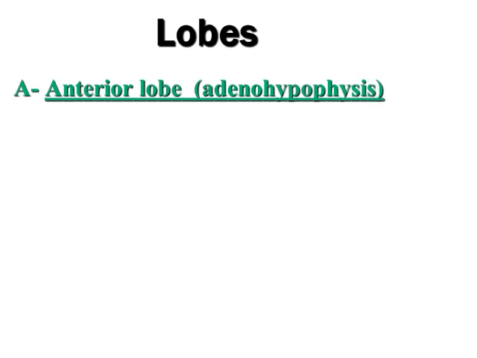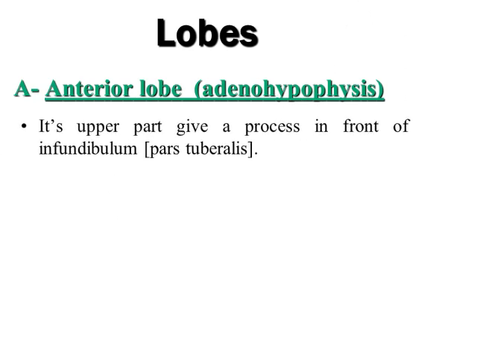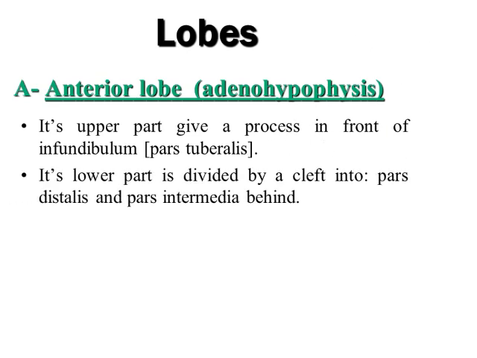Lobes of the pituitary gland. This pituitary gland consists of two lobes, anterior lobe and posterior lobe. This anterior lobe is called adenohypophysis. Its upper part gives a process which passes in front of the infundibulum called pars tubularis, and its lower part is divided by a rudimentary cleft into pars distalis and pars intermedia, which lies behind.